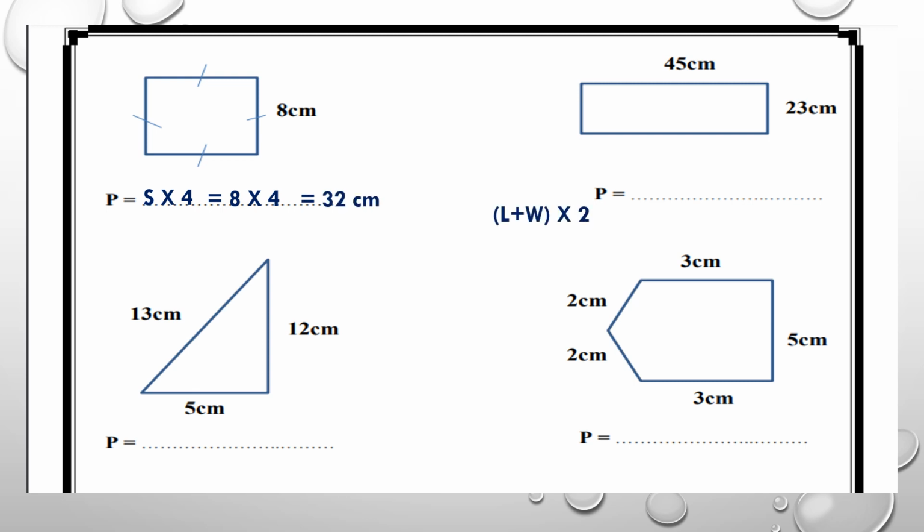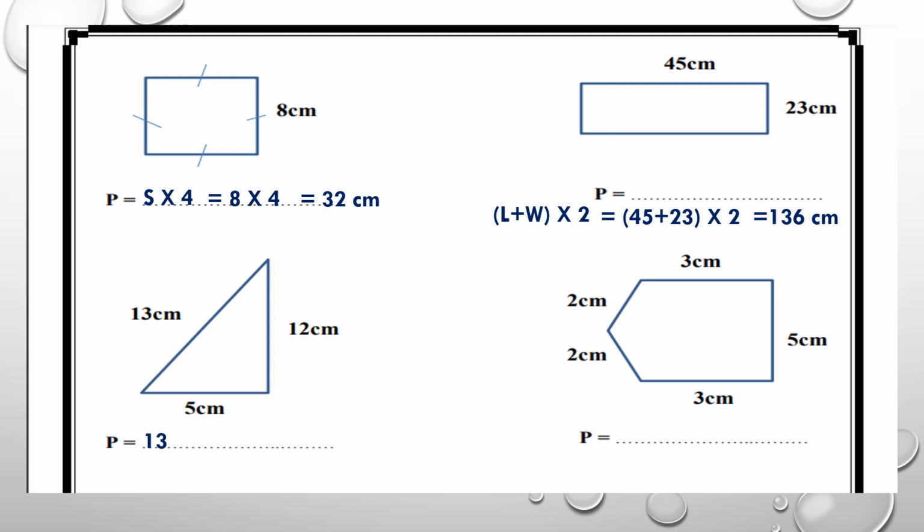The second one, I have 2 dimensions for the rectangle and I want to get the perimeter. Between brackets, I will add length plus width, and the result I will multiply by 2. So 45 plus 23, times 2, is going to be 136 centimeters.